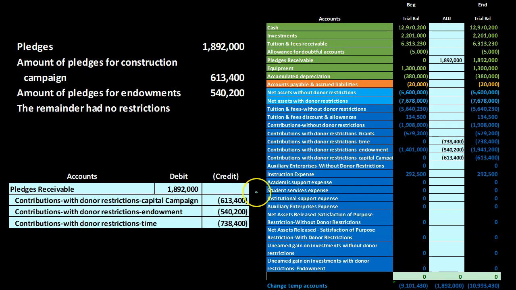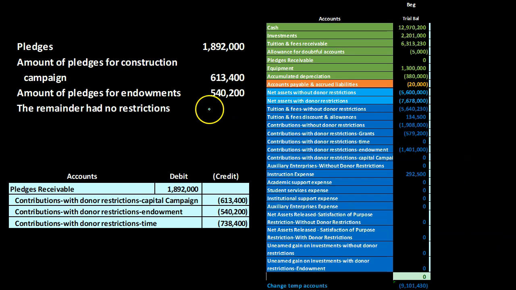Next transaction, we've got pledges of $1,892,000. The amount of the pledges for construction campaign. In other words, we have pledges happening here. These are promises to pay. They haven't happened yet. Of those pledges, some restrictions have been put on them for the 613,400 for some type of construction campaign. So we have the amount of those pledges, those promises to pay, that are restricted. And then the amount of pledges for endowments, the 540,200, will of course be restricted as well.